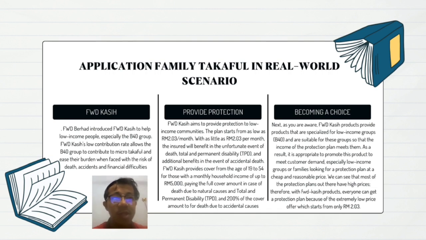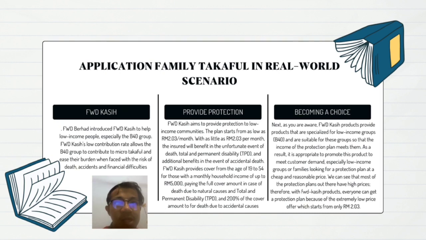For application of family takaful in real world scenario, our group chose FWD Kasih to be one of the products for our assignment. So I will explain a little background about FWD Kasih. FWD Berhad introduced FWD Kasih to help low income people, especially the B40 group. FWD Kasih low contribution rate allows the B40 group to contribute to micro takaful and ease their burden when faced with the risk of debt, accident and financial difficulties.